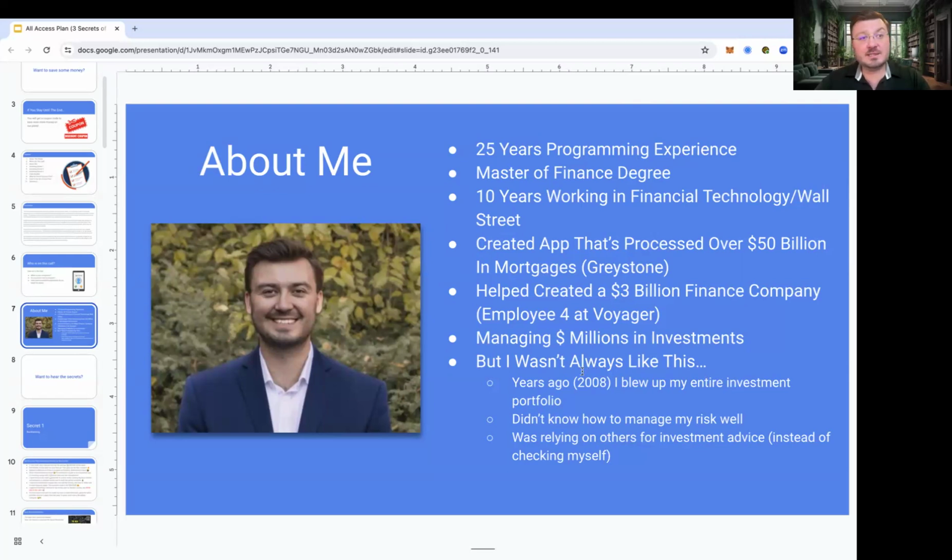But it wasn't always like this. Years ago in 2008, I blew up my investment portfolio. I didn't know what the heck I was doing. I'll tell you my story in a little bit. I didn't know how to manage my risk well, and I was relying on others for investment advice as opposed to trying to do this stuff firsthand, right? Which I'll show you guys today.